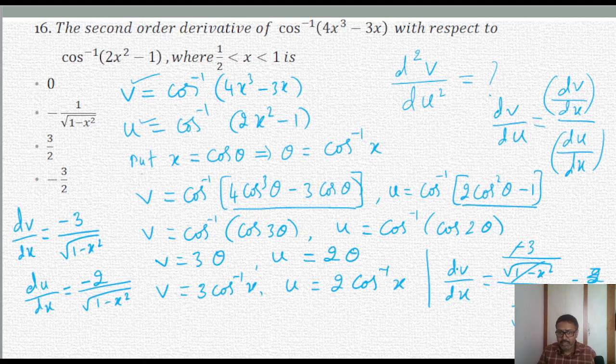Again you have to differentiate this. dv by du we are getting a constant. So again if you differentiate this constant you are going to get 0. So your option is option 1 for this. Okay friends, let's move on to the next one.